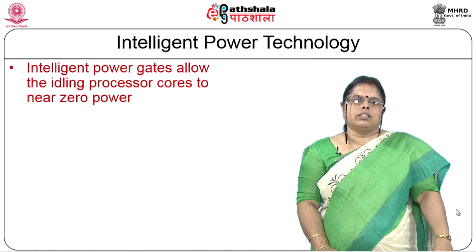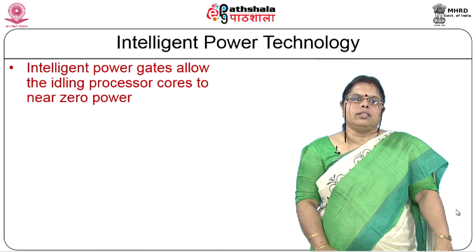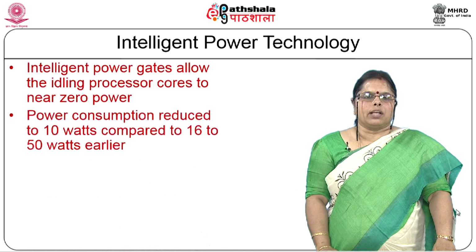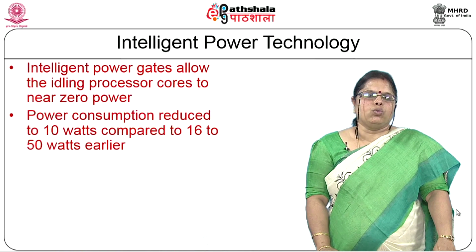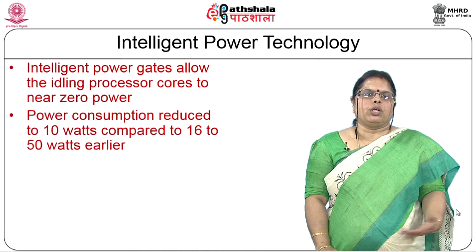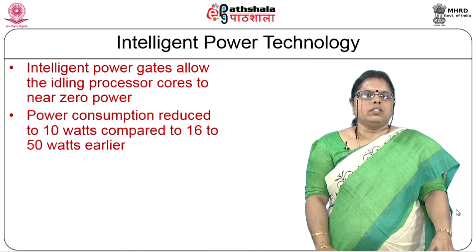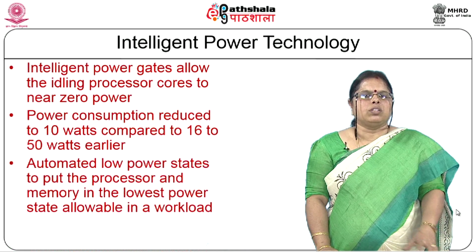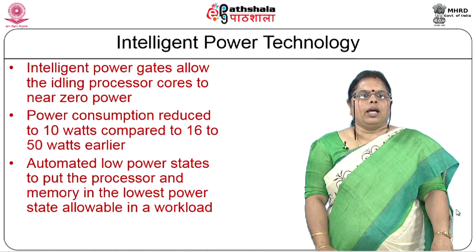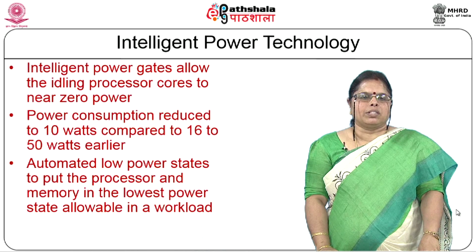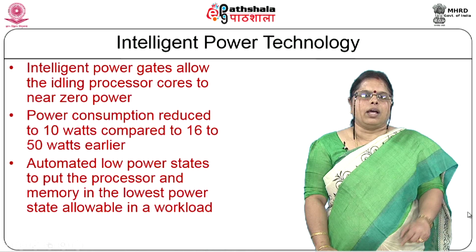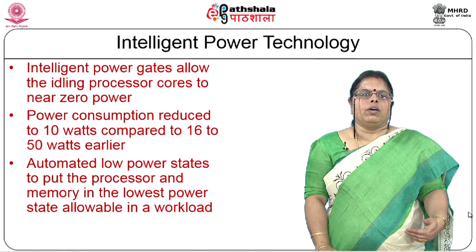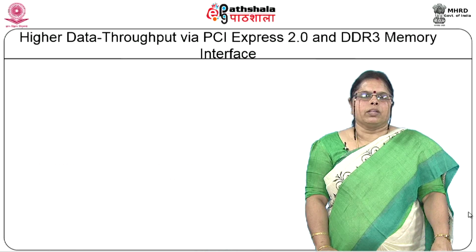The next salient feature is intelligent power technology. So, in this case, intelligent power gates allow the idling processor cores to go to near zero power, so that you can conserve power. So, power consumption is reduced to 10 watts compared to 16 to 50 watts that was seen earlier. And you have automated low power states to put the processor and the memory in the lowest power state available and allowable in a workload.